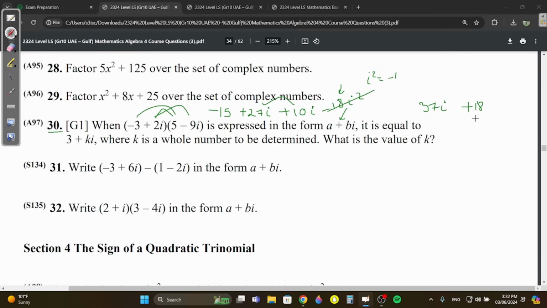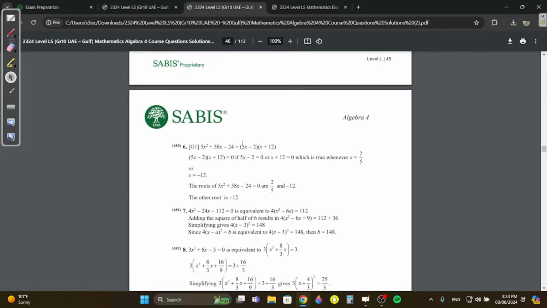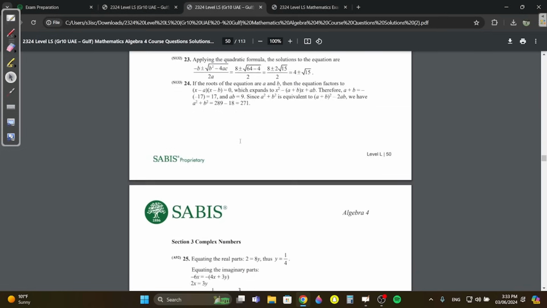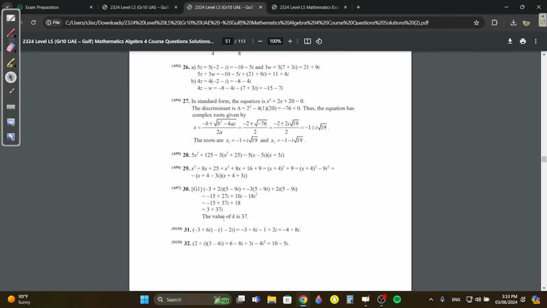So we're done with that, and we have minus 15. Cancel these, it becomes 3 plus 37i. So 3 plus ki, so obviously k will be 37. Okay, question 30, 37.